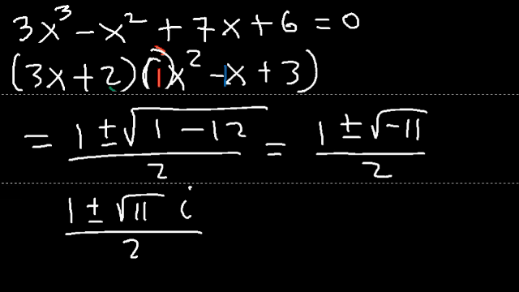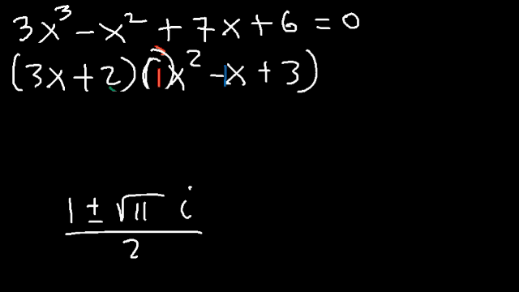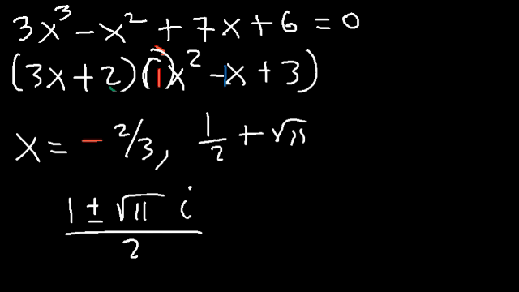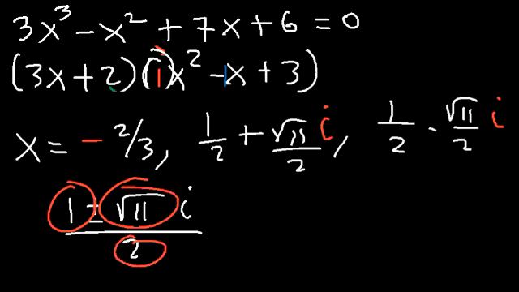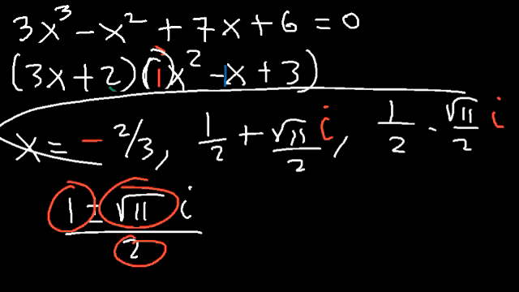So x is equal to, there's three answers. The first answer, which comes from this factor, is negative 2 divided by 3. That's a real solution. The second answer is 1 over 2 plus radical 11 times i. That's an imaginary answer. And the other one is 1 over 2 minus radical 11 over 2 times i. We need to divide both the 1 and the square root 11 by 2. So these are the solutions.